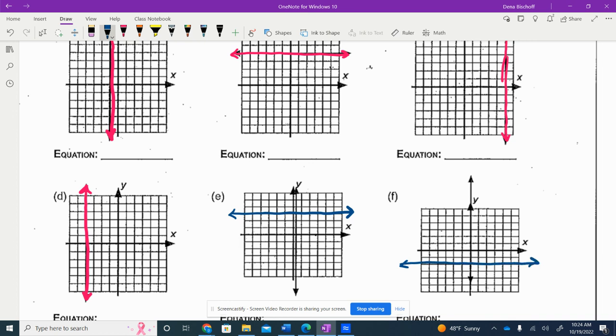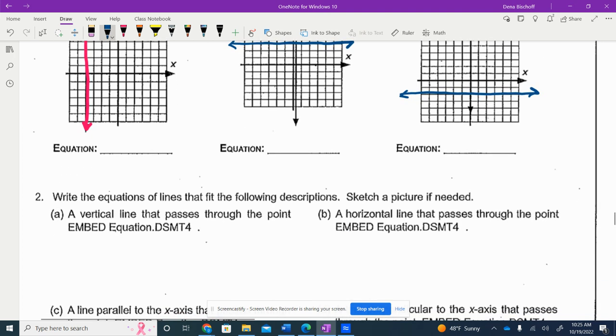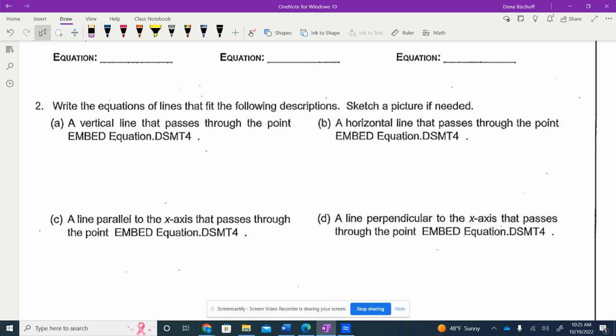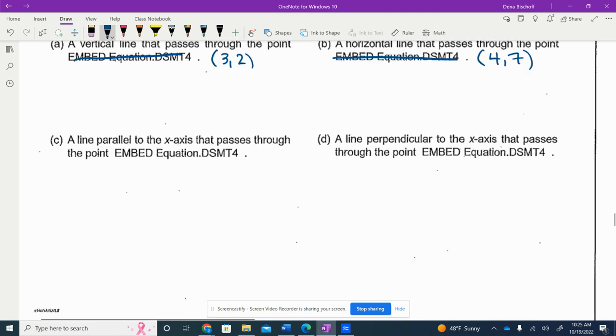Okay? So you have 4 equations that you're going to write. And then you're going to write the equations of the vertical line that passes through the point 3, 2, and the vertical line that passes through the point 4, 7. You don't know how to do parallel and perpendicular. We're going to learn that tomorrow.